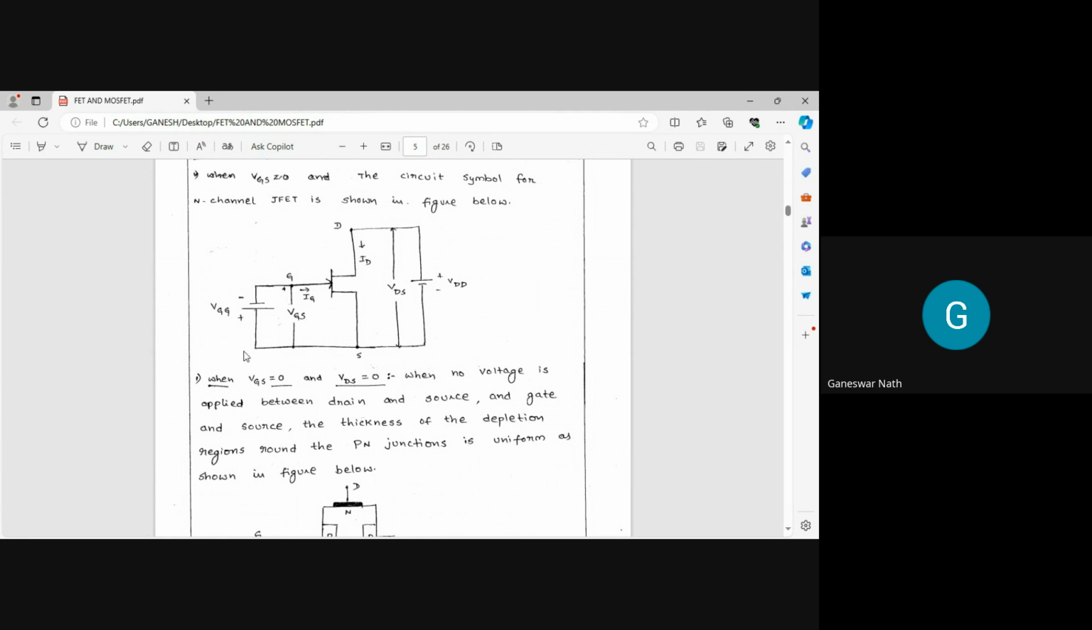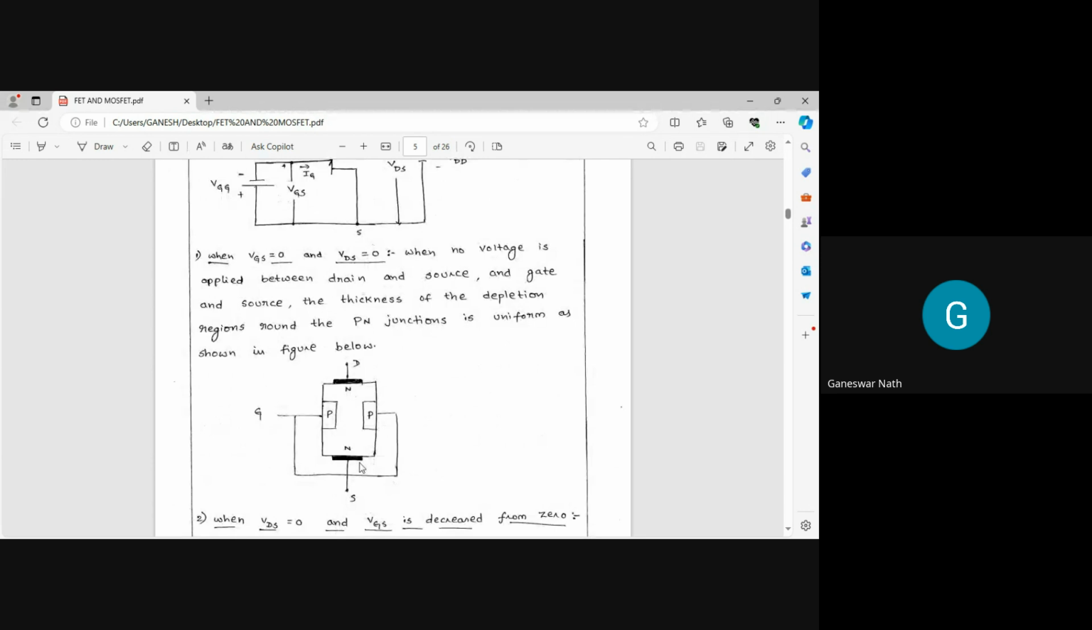Then when VGS is equal to zero, you can find that VDS is also equal to zero. That is, when no voltage is applied between the drain and the source and the gate and the source, the thickness of the depletion region around the PN junction is uniform, and it is shown in this diagram.